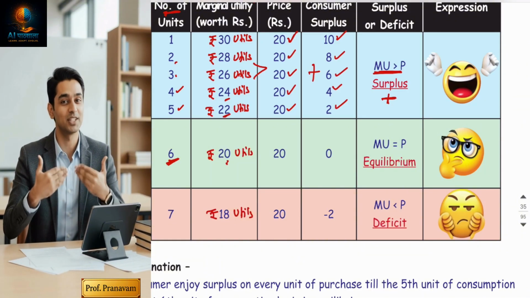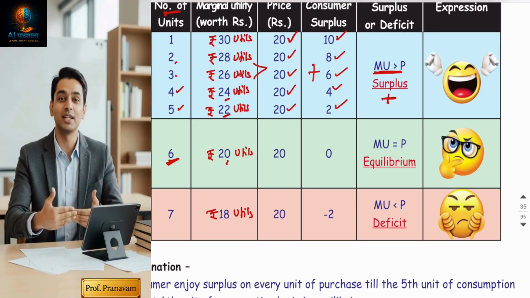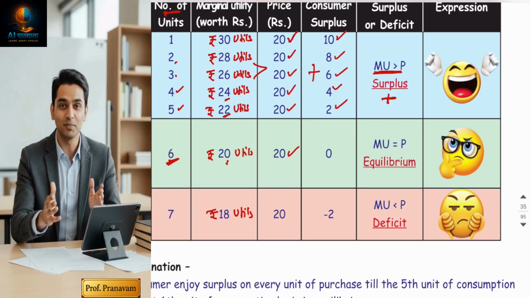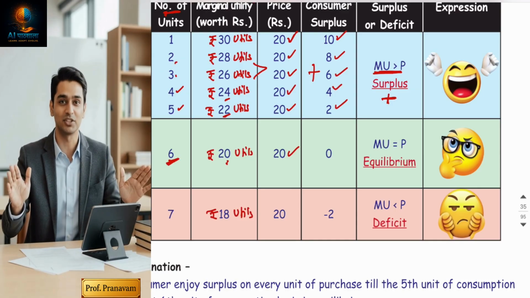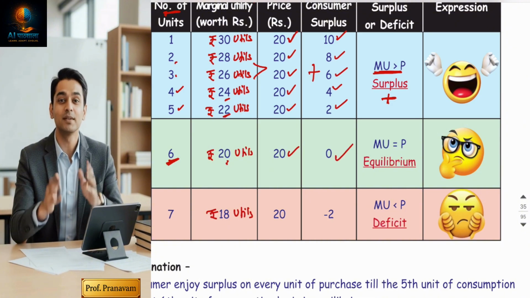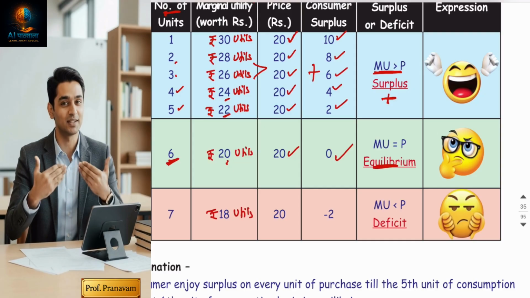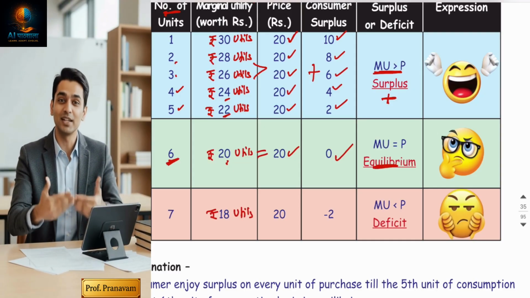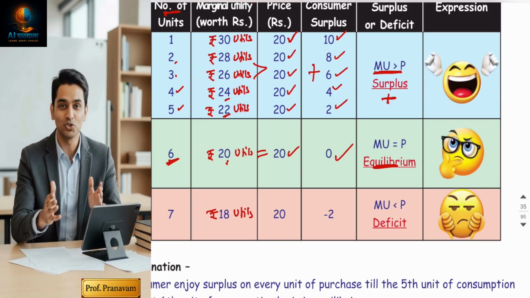At the 6th unit, I feel mentally that it's worth buying, it is going to give me a benefit of 20 rupees, right? And the seller is also selling at 20. So I'm not finding surplus, but it's worth buying. I'm not getting extra benefit, but I'm getting the worth of what I'm spending. I'm going to purchase it. Now, at the sixth point, it's called equilibrium, neither positive nor negative, because MU is equal to price.